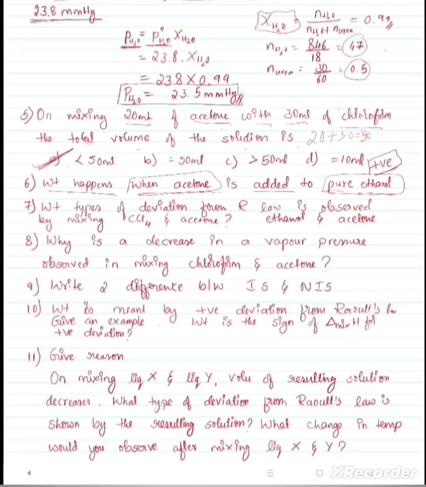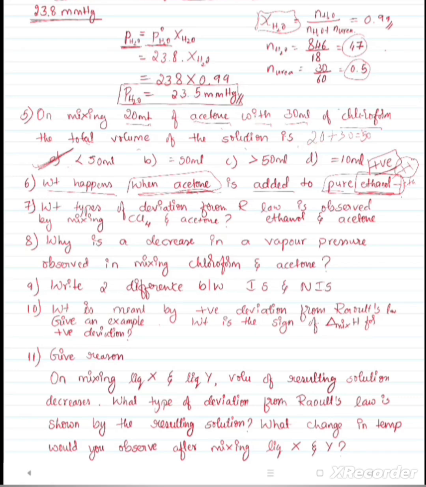So why is it getting a higher value? This acetone will break the hydrogen bond which is present in ethanol. Between ethanol molecules, there is a hydrogen bond. This hydrogen bond, the acetone will break. Due to that, the vapor pressure of the solution will increase. Okay, like that you should write.